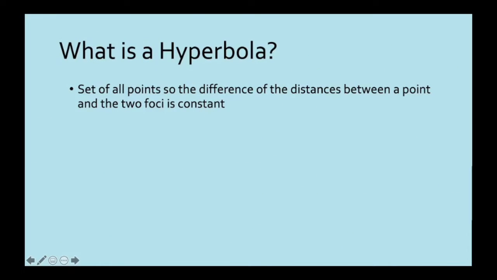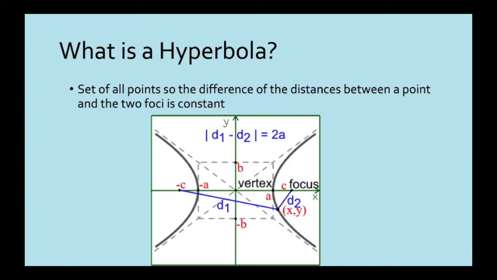What is a hyperbola? A hyperbola is a set of all points so that the difference of the distance between a point and two foci is constant. Last time we had an ellipse, and this word was sum instead of difference. That's the only thing that's changed between hyperbolas and ellipses, except obviously the shape, but the definition is the same.